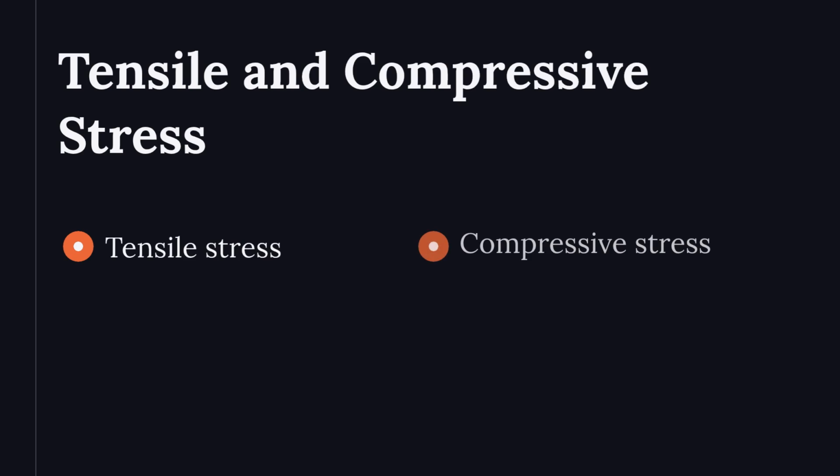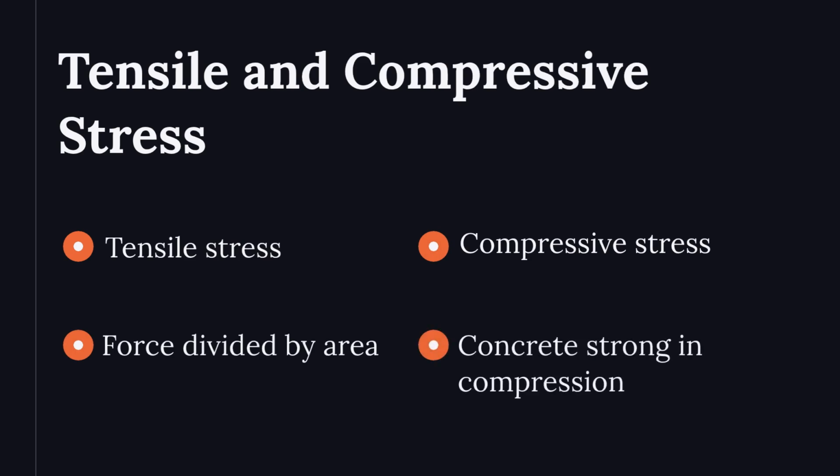Tensile stress occurs when a force stretches a material. Compressive stress occurs when a force compresses it. The formula for both is force divided by area. Materials like concrete are strong in compression. Understanding these stresses is key in structural engineering.